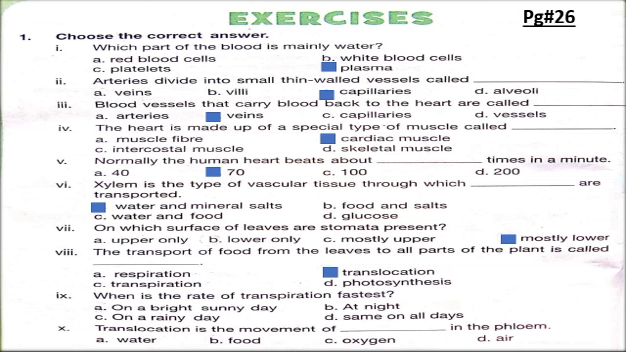When is the rate of transpiration fastest? On a bright sunny day. Translocation is the movement of food in the phloem.